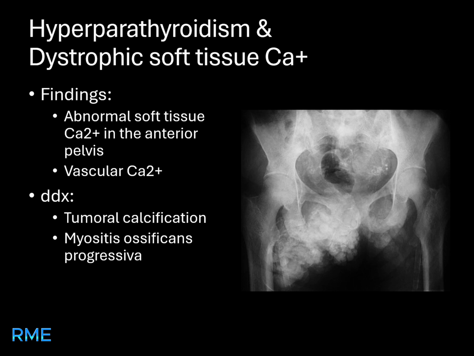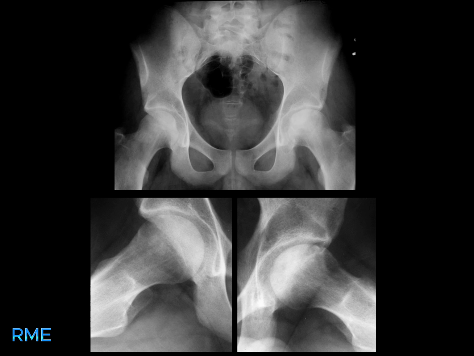To further evaluate, I would perform serum calcium and phosphorus level tests to assess for hyperparathyroidism. Management involves treating the underlying hyperparathyroidism and symptomatic management of the soft tissue calcifications. Let's move to the next case. What abnormalities do you notice in this image?